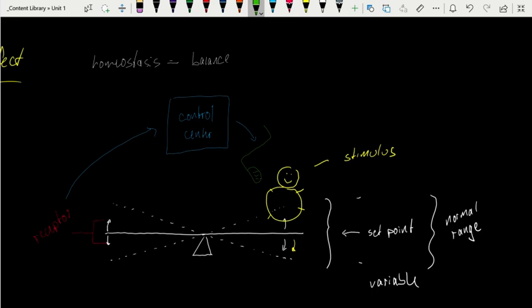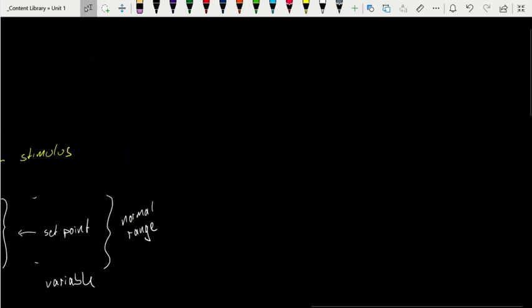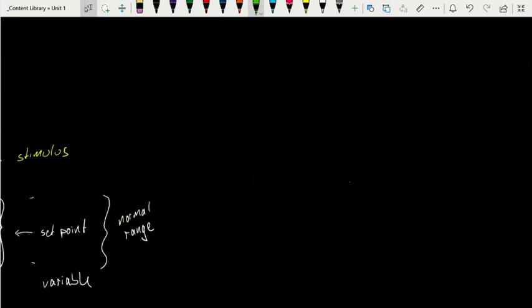Now, what do I mean by that? Well, consider a graph in which we were measuring blood glucose levels. For any one of us, the exact set point of our blood glucose is probably going to be a little bit different. For me, my fasting blood glucose is right around 79 milligrams per deciliter, so that would be right here my set point.